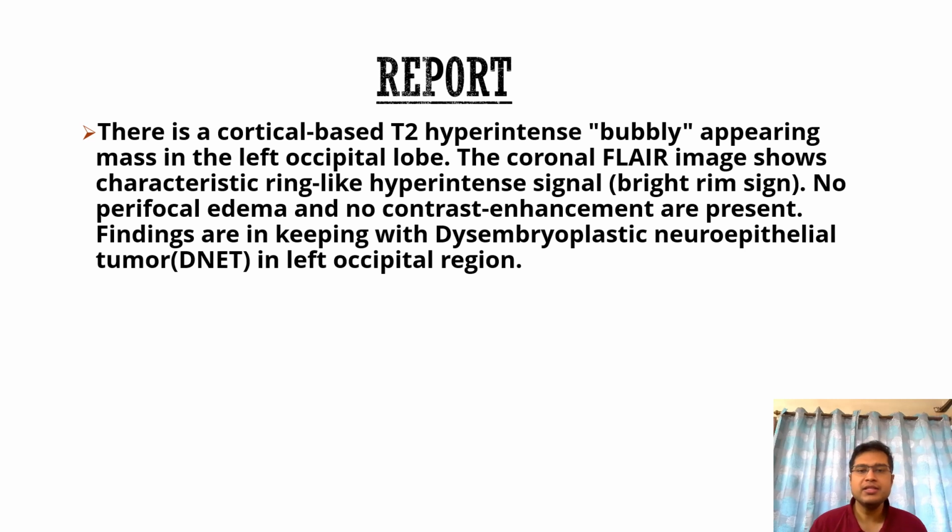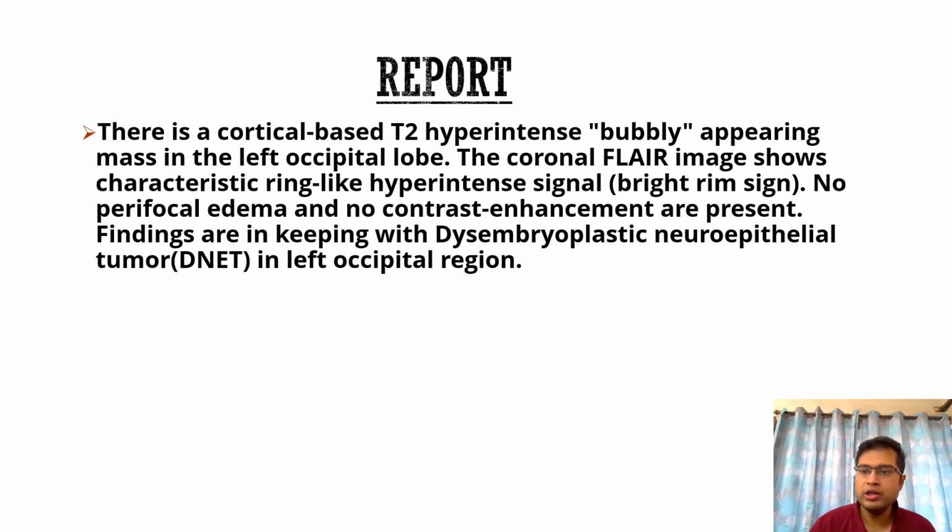So this is a report I had given. There is a cortical based T2 hyperintense bubbly appearing mass in the left occipital lobe. In the coronal flare images, it showed characteristic ring-like hyperintense signal, giving the bright rim sign, which I'll be discussing later in my slides. No perifocal edema or contrast enhancement was present, which was suggestive of dysembryoplastic neuroepithelial tumor of the left occipital region.